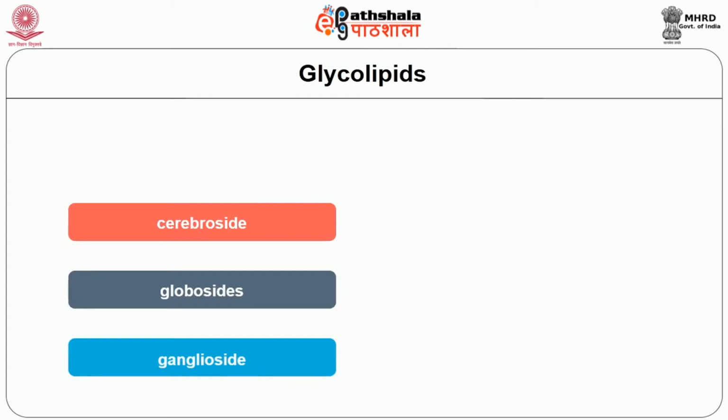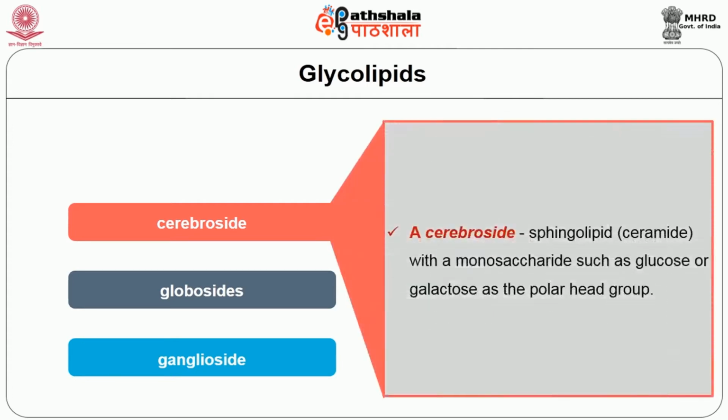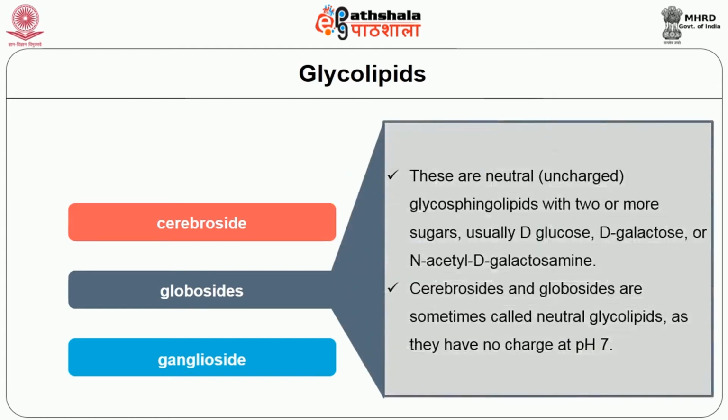Now, let us look in detail a little more about the sphingoglycolipids. As I told you, they include cerebrocytes, globocytes, and gangliosides. What is a cerebrocyte? It is a sphingolipid, that is a ceramide, with a monosaccharide such as glucose or galactose as the polar head group.